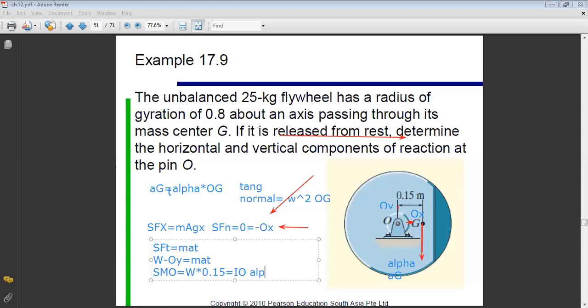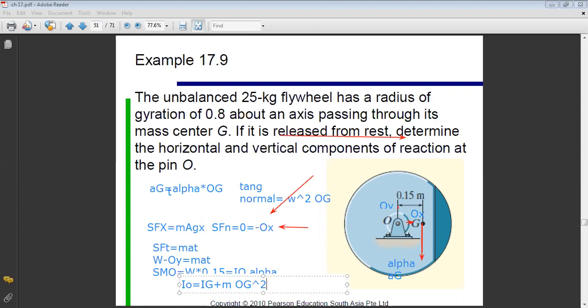And how to get the inertia about O? Who can tell me? Half m r squared? Look, the radius of gyration is about an axis passing by G. Okay? So I can use the parallel axis theorem to find IO, because IO is equal to IG plus m, the mass of the disk, times the distance between O and G, so times OG squared.